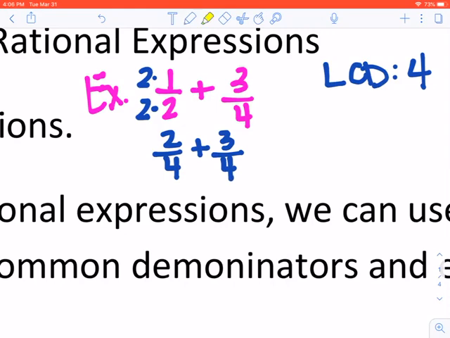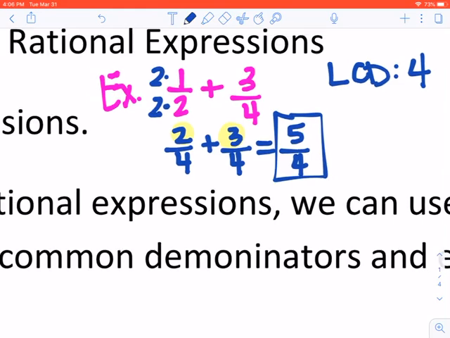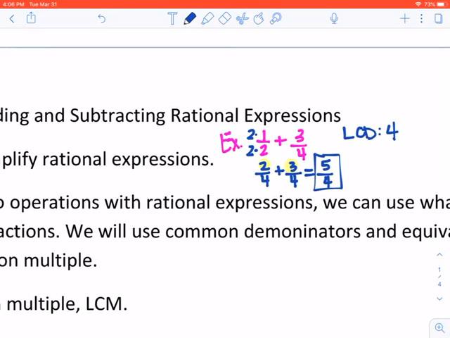And now that we have a common denominator, we can add the numerators. 2 plus 3 is going to be 5/4. And we're done. If we could simplify that fraction, we would, but there's no need to because we can't. And that's very similar to what we're going to be doing today. Of course, there are going to be variables. It's going to be a little bit more difficult.